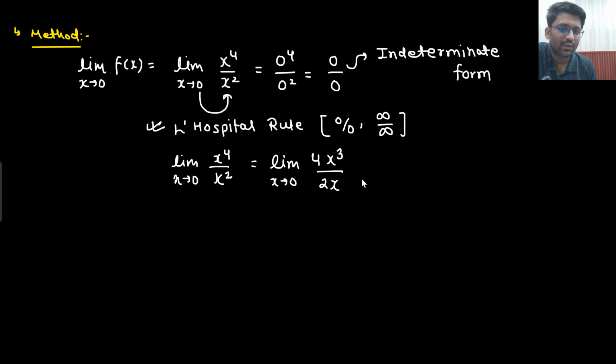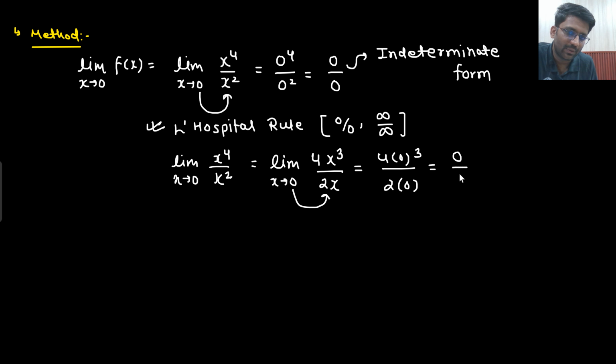If you put 0 again, what are you getting? 4 into 0 cubed, 2 into 0. Again you simply put the limit here, not 0 by 0, simply the limit. So when I put the limit here, what am I getting? 4 into 0 to the power 3, 2 into 0. 0 by 0 again. So again, if you are getting 0 by 0, then you differentiate the upper side and the lower side again. Till this point we have reached, no? Now, again, if you are getting 0 by 0, you differentiate the upper side again and the lower side again.